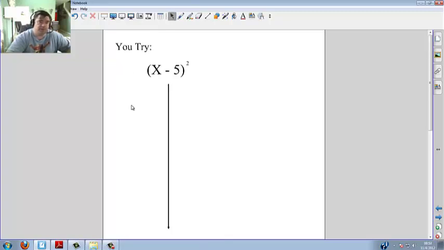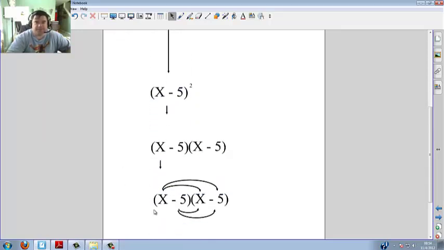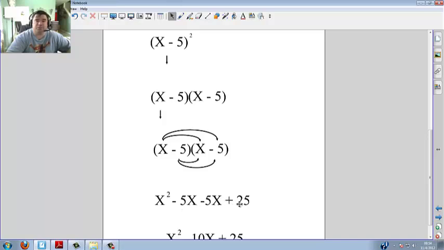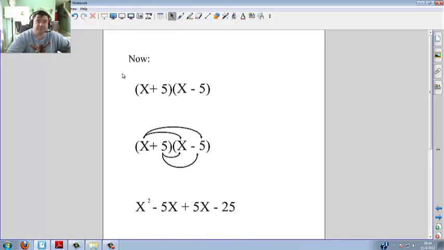You try. Go ahead. Remember, it's going to be x minus 5 times x minus 5. And there you have it. X times negative 5, negative 5 times x, negative 5 times negative 5, makes x squared minus 5x plus 25, combines to negative 10x plus 25. Now, take a break.